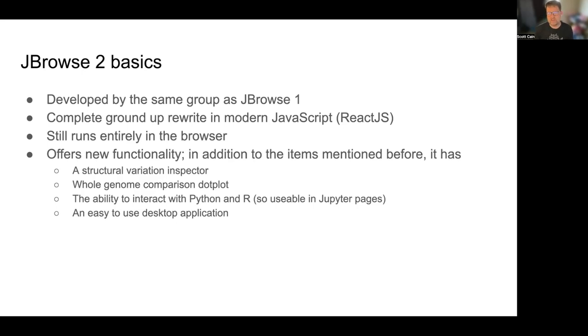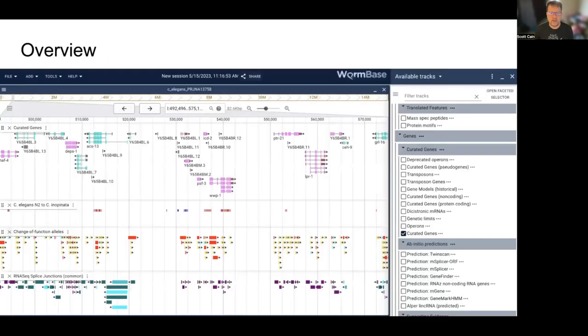So in addition to all those things that I said before that JBrowse 1 couldn't do, that JBrowse 2 can, it can do other things too, like it has a structural variation inspector, which is really cool. You can also do whole genome comparison dot plots. It has the ability to interact with Python and R, so you can use it in Jupyter pages if that's the sort of thing you'd like to do. And it also provides an easy-to-use desktop application, which I think will start to get more and more use as time goes on.